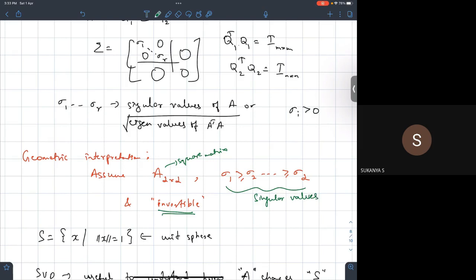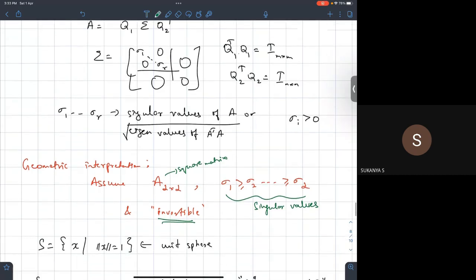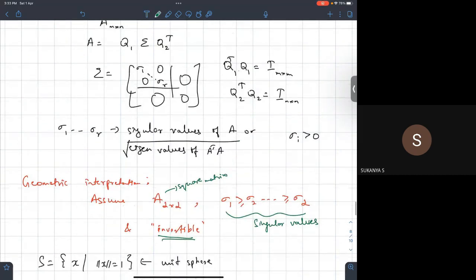Is the notation okay? Is everyone on the same page? Are people with me so far for SVD? All right. So the way to understand SVD is this.